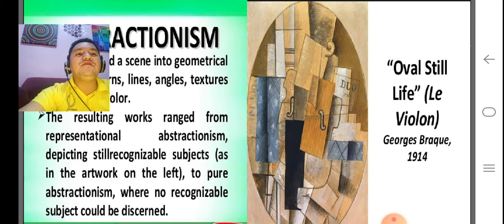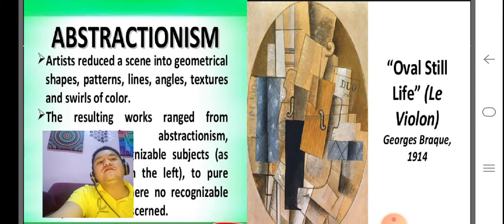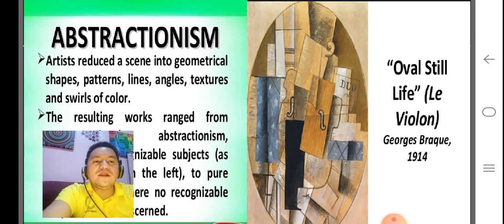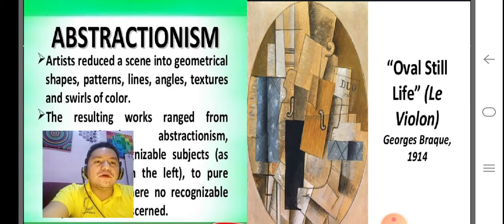Here we have the oval still life. Okay? This represents an example of abstractionism. Okay, so take a look on this picture. What are you going to form when you look at these pictures? What are the images I could see? Okay.